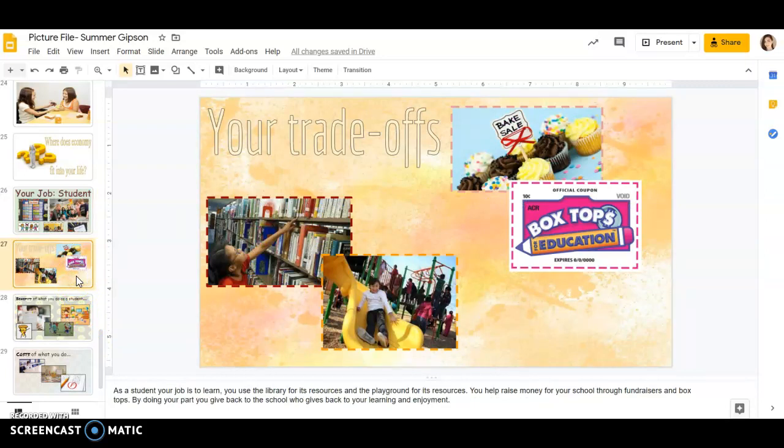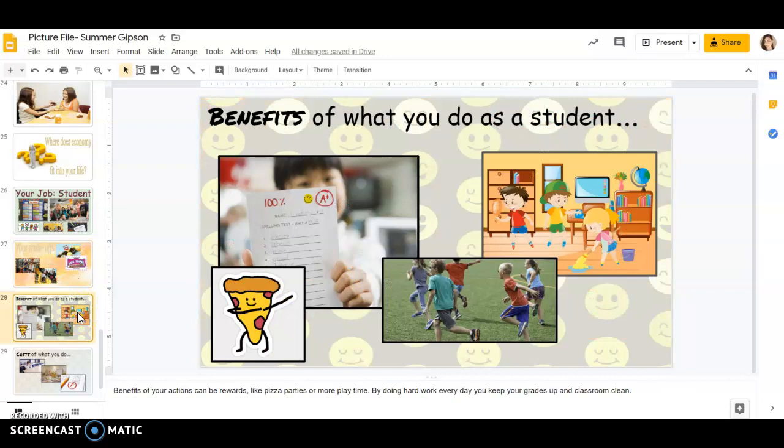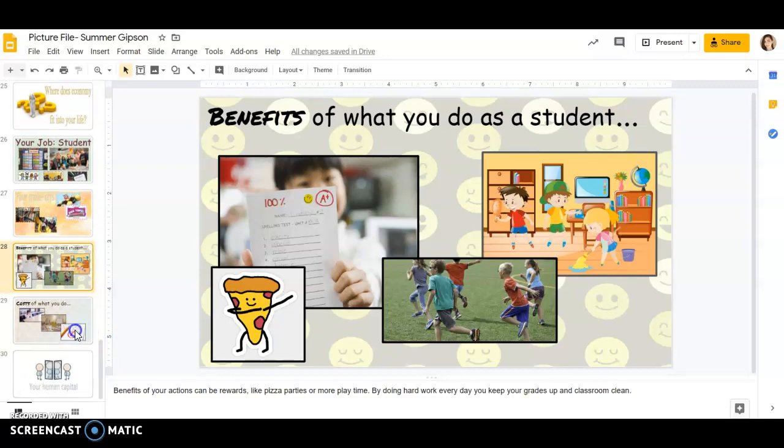You also talk about your trade-offs for the school. So by collecting box tops, you're actually giving back to your school, which gives back to you by giving you libraries, parks, stuff like that to play on. And then benefits of what you do as a student. So if you get good grades, you might have a pizza party. If you clean, maybe you get more recess time or something.